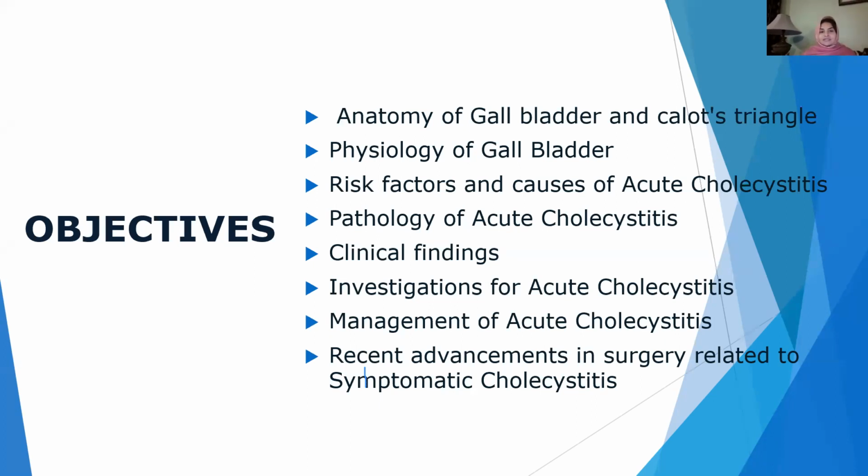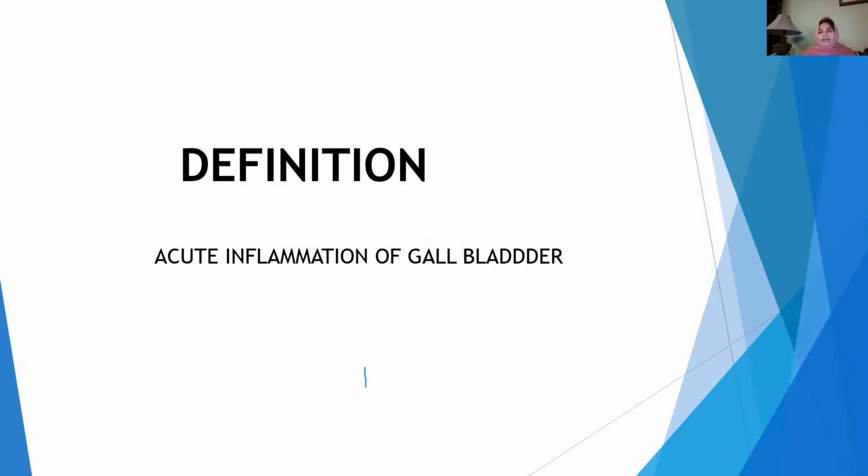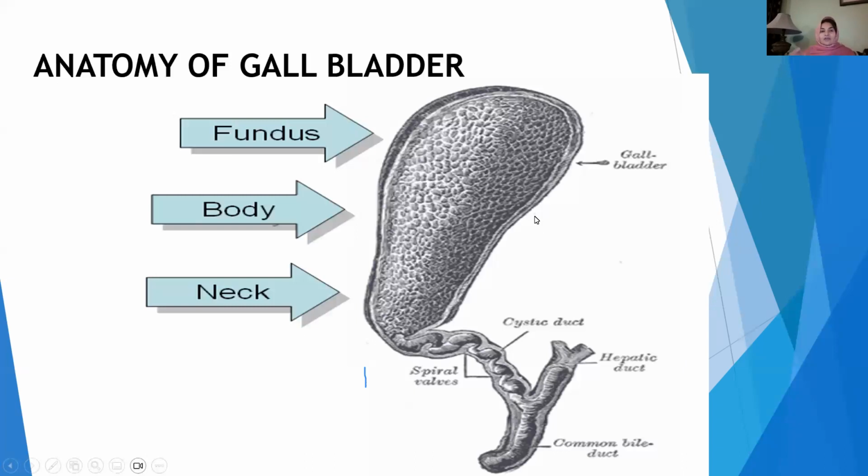And in the last, we will briefly touch upon the recent advances in the management. As I've just stated, it's very simple. Any itis, we know that it is inflammation. So acute cholecystitis is acute inflammation of the gallbladder, just to remember. And we will look into that when we talk about the gallbladder. I think we should be very clear about its anatomy, its position, and its relation to the surrounding structures.